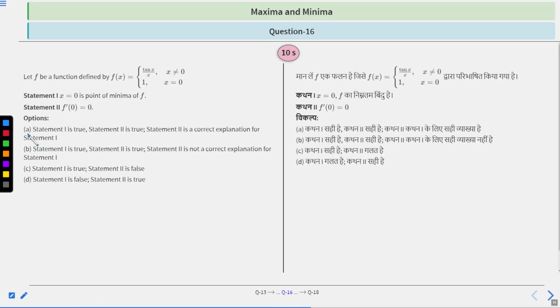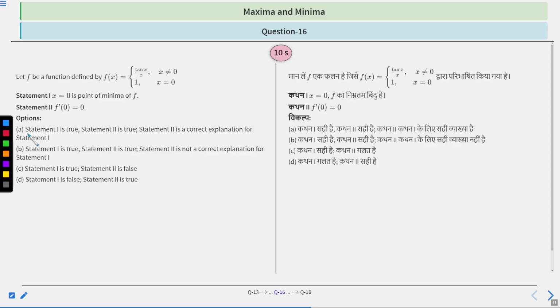Okay, let's move to the next question. Question number 16, which says, let f be a function defined by f(x) = tan x upon x when x is not equal to 0, and 1 when x equals 0. So we have two statements. Statement 1 says x equal to 0 is the point of minima of f. Statement 2 says f dash 0 is equal to 0.